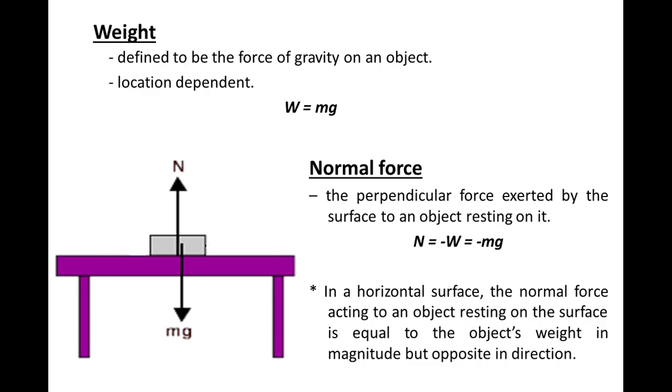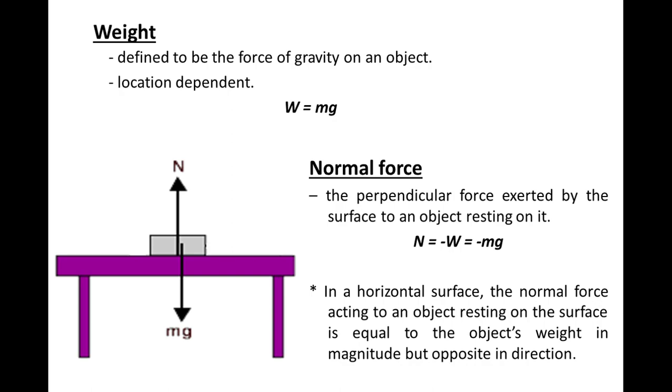Let's learn more about these forces. So first we have the weight and the normal force. Weight, as I have mentioned earlier, is a force due to gravity. It can be calculated by getting the product of the mass and the acceleration due to gravity, hence W equals mg. Here g is equal to 9.8 meters per second squared.